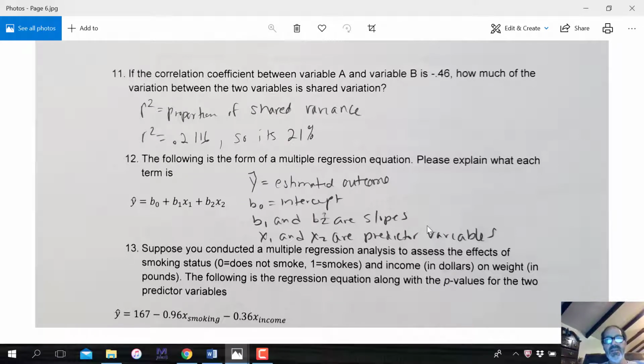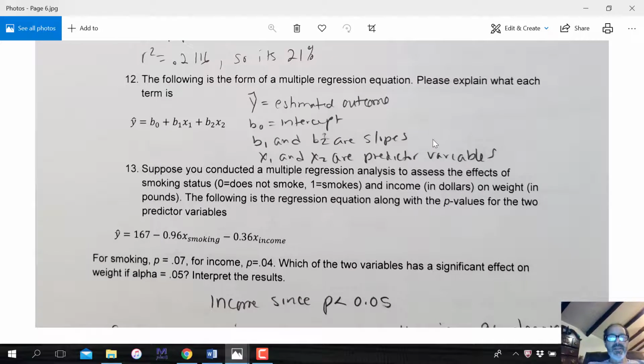Well, R is a standardized measure of association between two variables. R squared calculates the variance shared among the two variables. So R squared is a proportion of shared variance, so you just square it. You get 0.2116, and since it asks for a percentage, multiply this by 100, which gives 21.16, or just 21%. So that's the shared variance. That's saying that 21% of the variability we see in the two variables is shared variance.